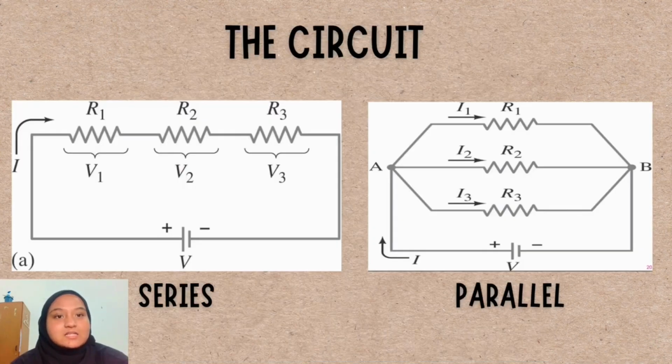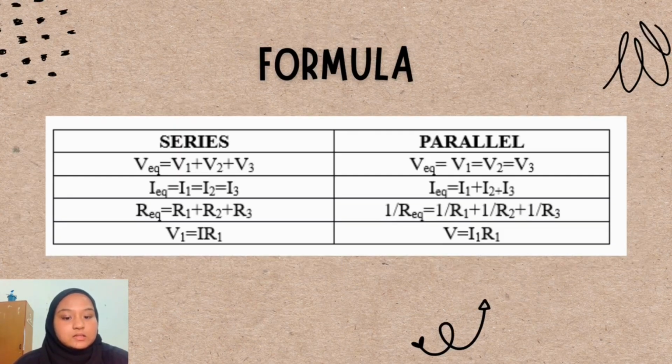Next, the circuit. There are two types of circuit, which are series and parallel. For a series circuit, it means all components are connected end to end to form a single path for current flow. For parallel, it is a circuit with two or more paths for the current to flow. Next, the formulas that we use for both circuits.